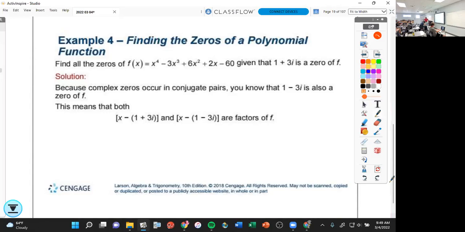So they've given us 2 factors. If they've given us 2 factors, what's going to be left? How many factors are left? 2, because it's a 4th degree polynomial. Okay?